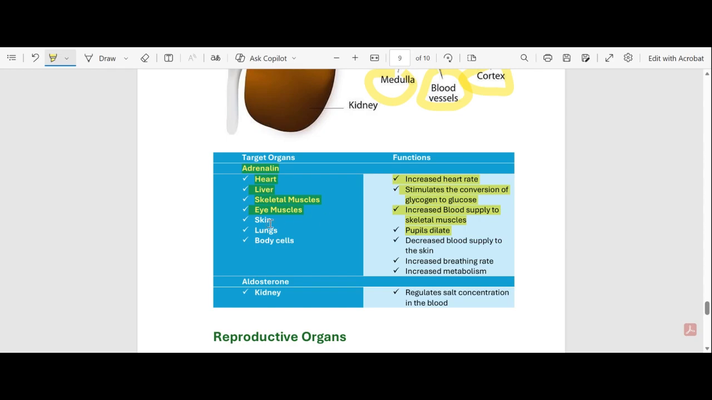Okay, what's the next target organ? So the next target organ is the skin, right? So it does what to the skin? It decreases the blood supply to the skin, right? Why does it decrease the blood supply to the skin? So that more blood is sent to other body parts, or to other organs. So other organs, they need the blood. So hence, there's a decreased blood supply to the skin, right?